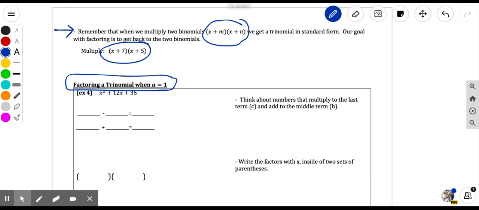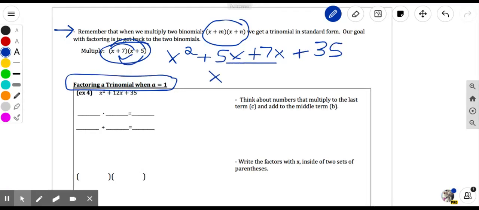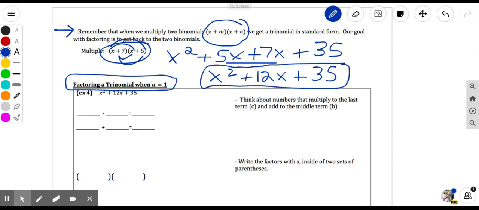If I were to ask you to multiply those two values, if you guys remember the FOIL method or double distributive, you would do x times x is x squared. X times 5 is 5x. 7 times x is 7x. 7 times 5 is 35. And then you would combine these like terms and you would get x squared plus 12x plus 35. And see how that's a trinomial in standard form. So basically what we're going to be doing now is we're given this and we want to get back to this. So we're undoing the multiplication just like we did with factoring out a GCF.